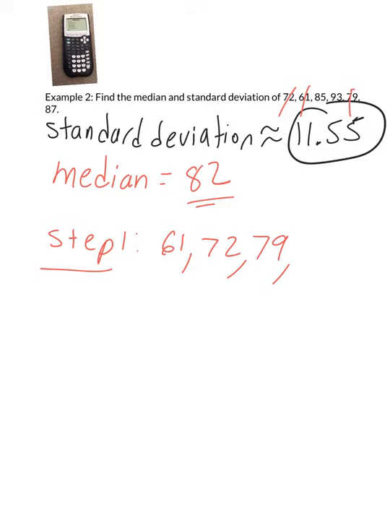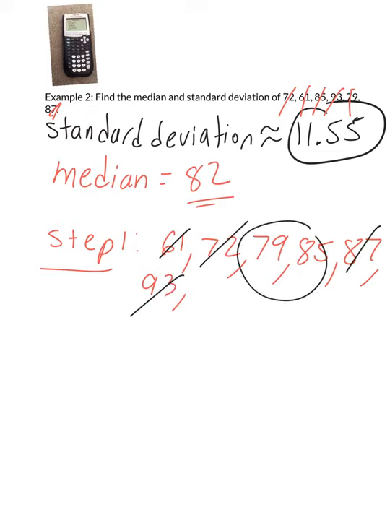Then we have 85. Then 87. Then 93. Oh, let me make that 3 a little bit better. Step 2, we slash, cross out from each side.